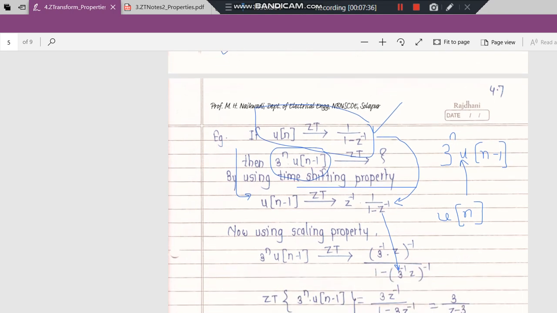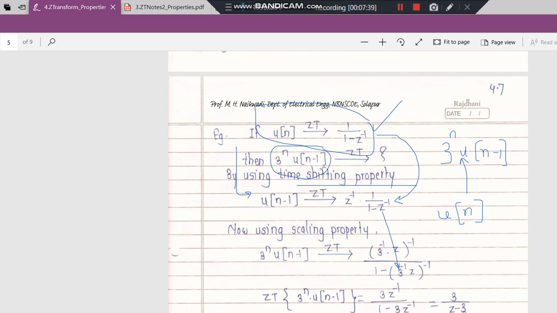I simply put it here and now rearrange the terms. So 3 into minus 1 into minus 1 gives 3 z to the power minus 1 upon 1 minus 3 z. Rearranging, if you multiply the numerator and denominator by z, you will get 3 upon z minus 3. This is your final answer. So by using the properties of time shifting and scaling, solving the numerical becomes very easy. In 2 simple steps, step 1 and step 2, you get the final answer.